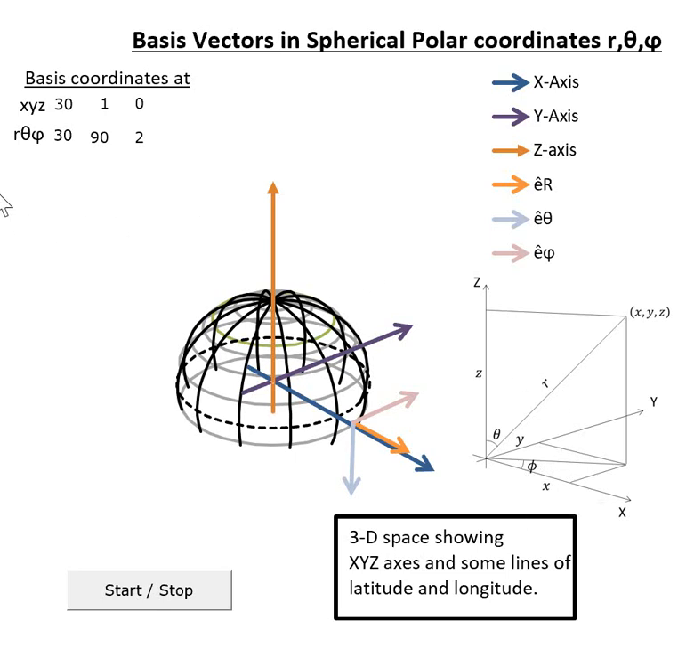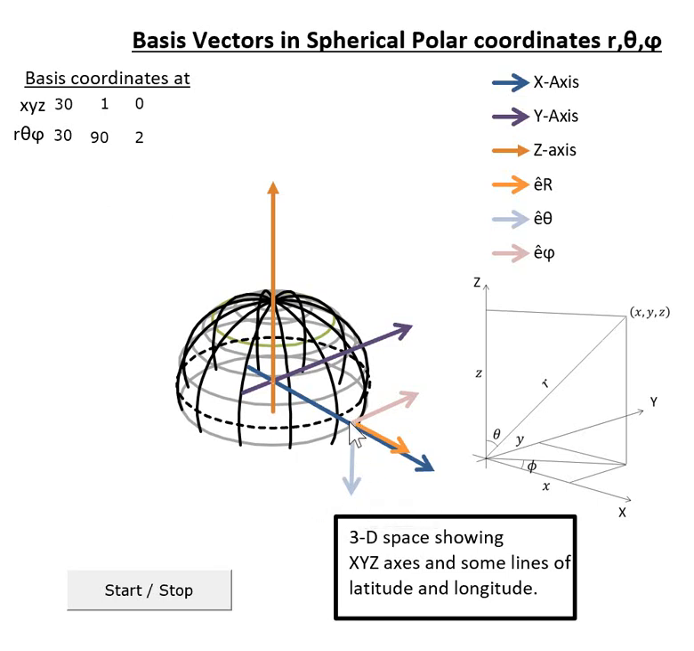So we're looking at a point here, which is at x equals 30, y equals 1, z equals 0. And we're going to be staying in the xy plane with z equals 0 for the time being. In terms of polar coordinates, that's at 30 out, 90 degrees polar angle, which puts it in the xy plane, and 2 degrees longitude, which is phi.